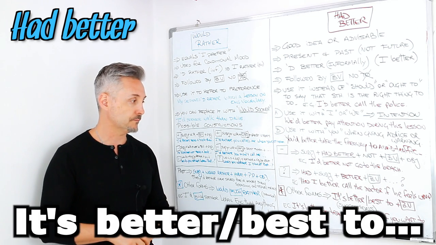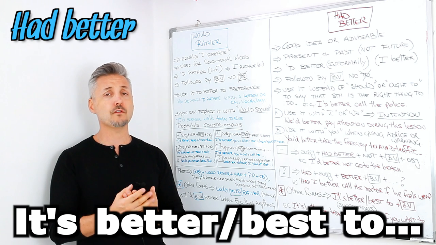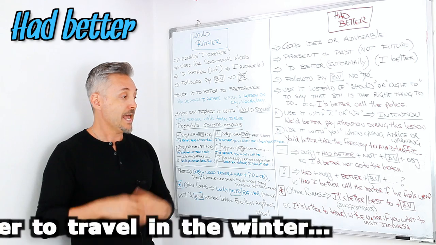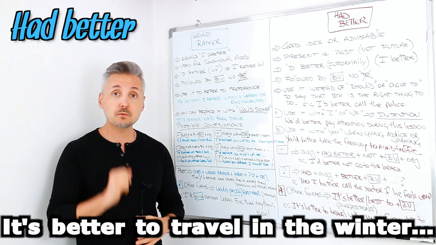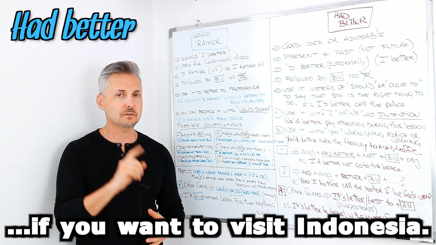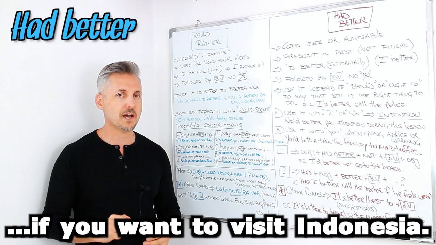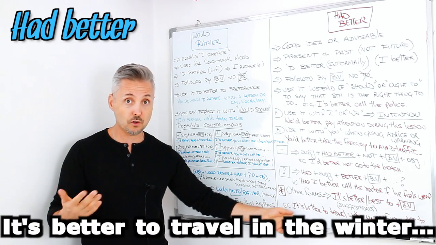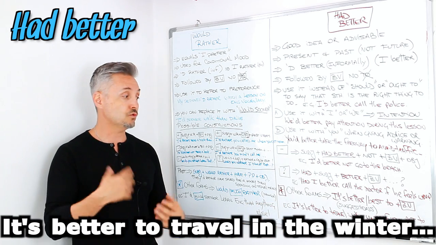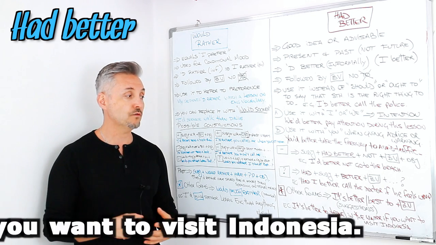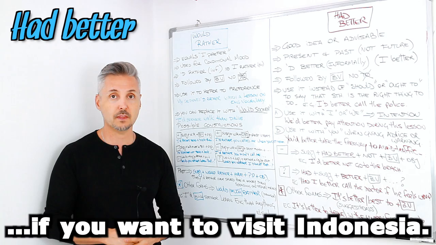So, we have other forms for had better, and that is it's better, it's best to, plus the base of the verb. And this is used for suggestions, just like my example. It's better to travel in the winter if you want to visit Indonesia. So this is what a student of mine told me, right? It's best to travel in the winter if you want to visit Indonesia.